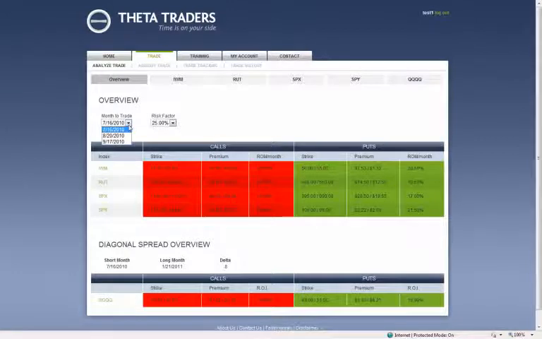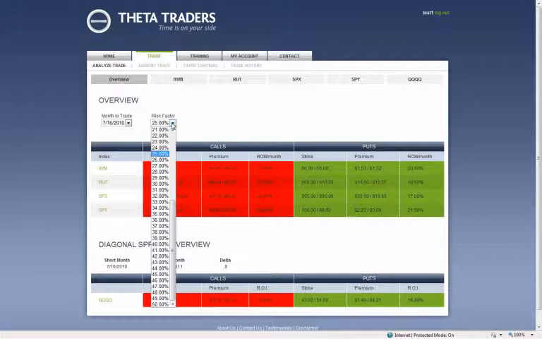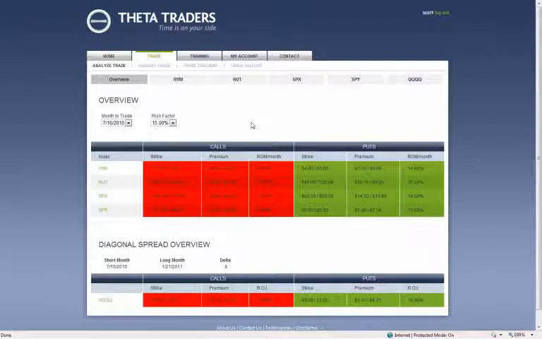The month to trade dropdown shows you which months are available to trade. The risk factor allows you to choose a risk that matches your personal risk tolerance. For example, if you want an 85% probability of success or a 15% risk factor, you scroll down to the 15% and the website will show you which options to trade.